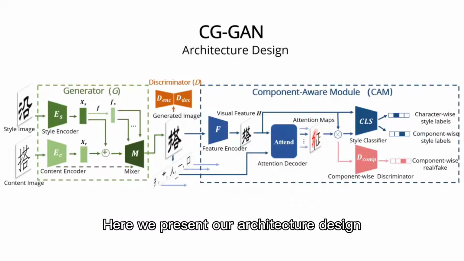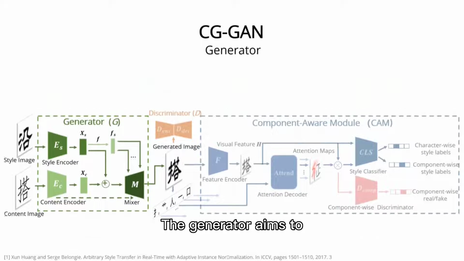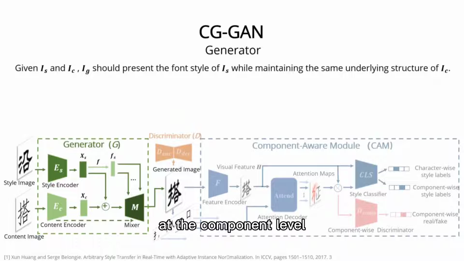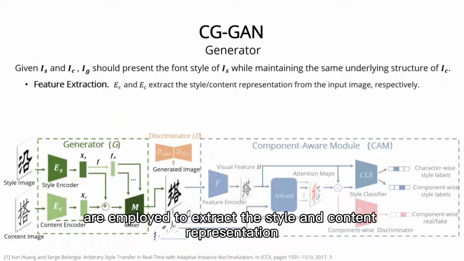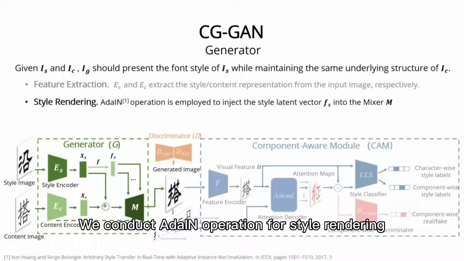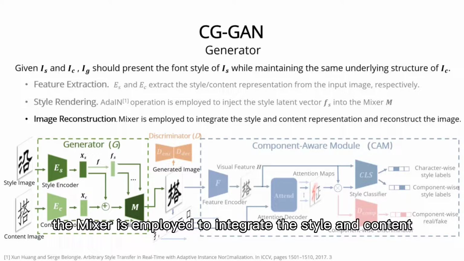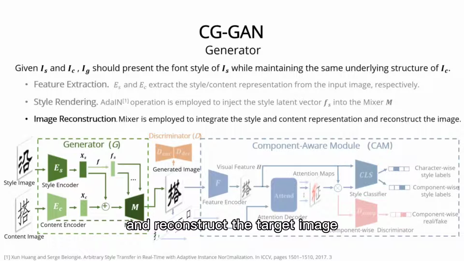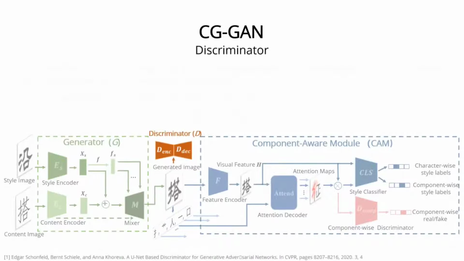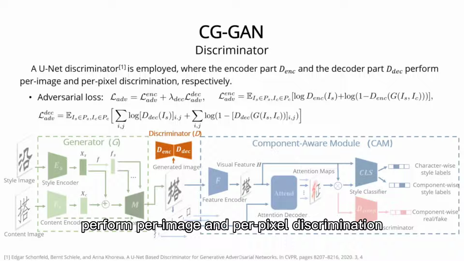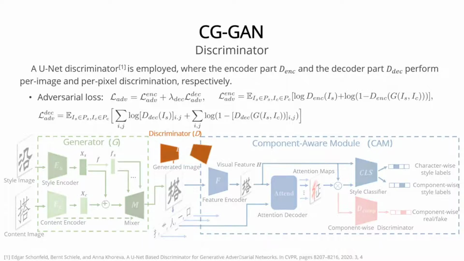Here we present our architecture design. The generator aims to implement style and content disentanglement at the component level. The style encoder and content encoder are employed to extract the style and content representation. We conduct an add-in operation for style rendering. And finally, the mixer is employed to integrate the style and content and reconstruct the target image. A unit-based discriminator is also employed to perform per-image and per-pixel discrimination.